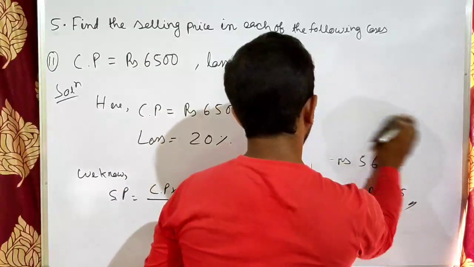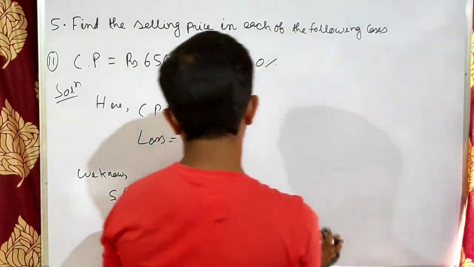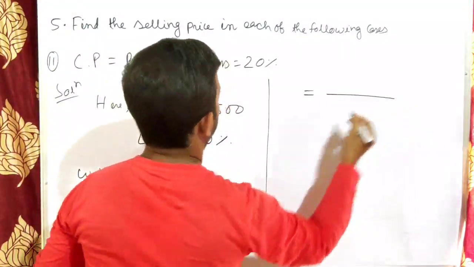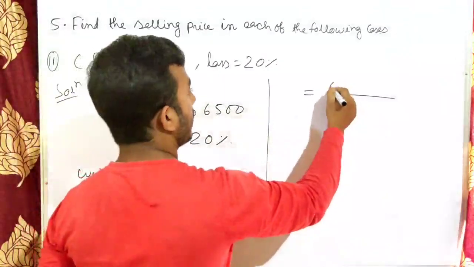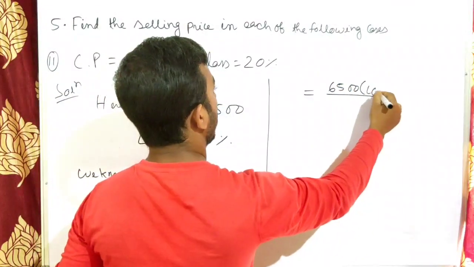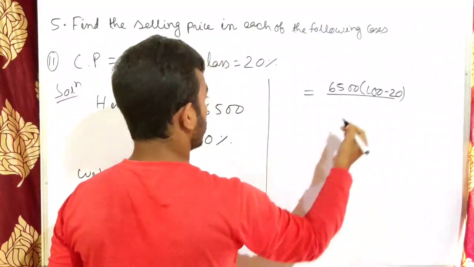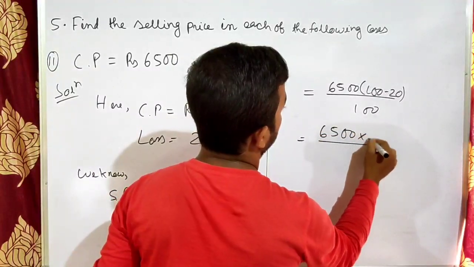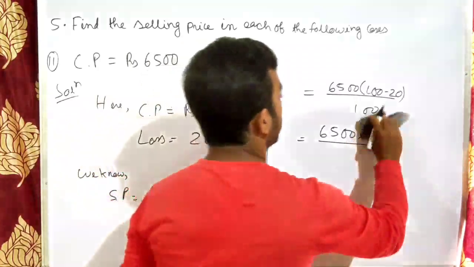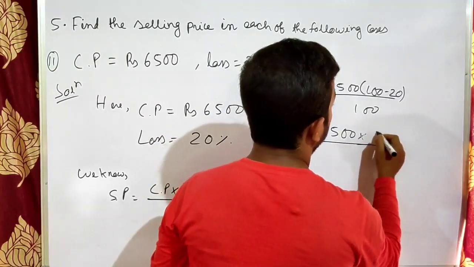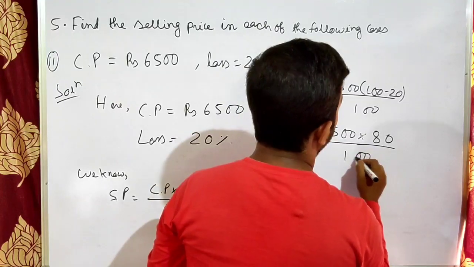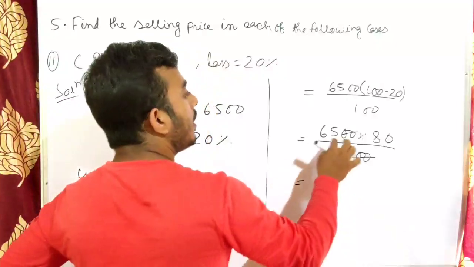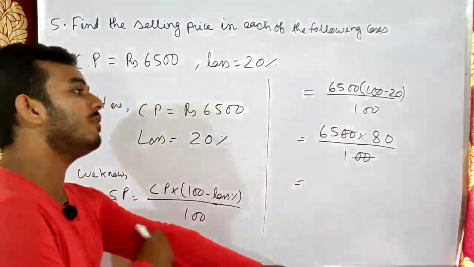In place of CP we will write 6500, and in place of loss we will write 20, and then it is very easy. So CP is 6500 into 100 minus 20, divided by 100. 100 minus 20 we can directly write, it is 80, divided by 100. The two zeros cancel. What is left? 65 into 80. So we can easily multiply. 8 into 5 is how much? 8 into 5 is 40.